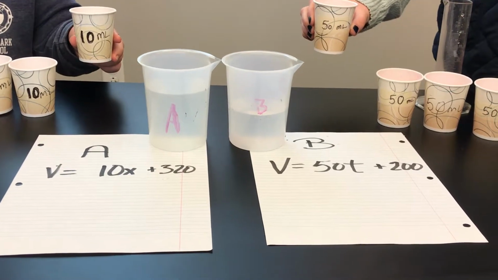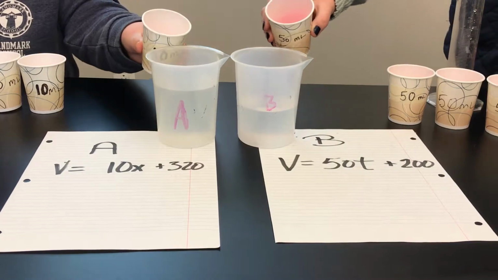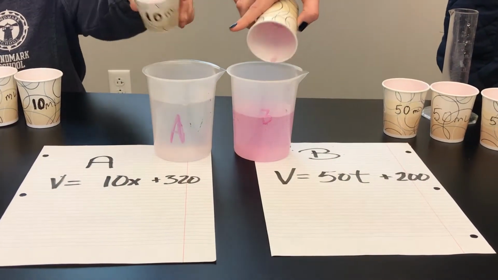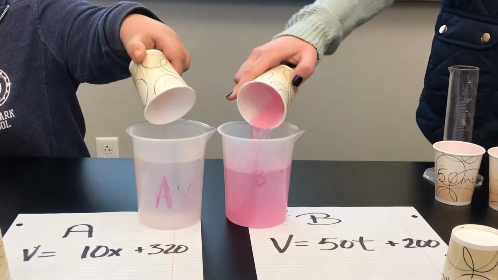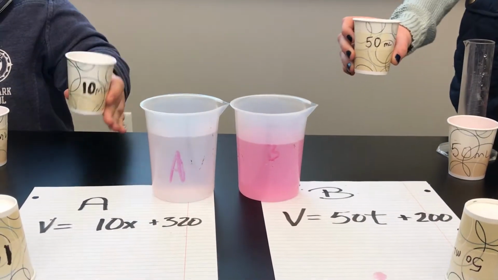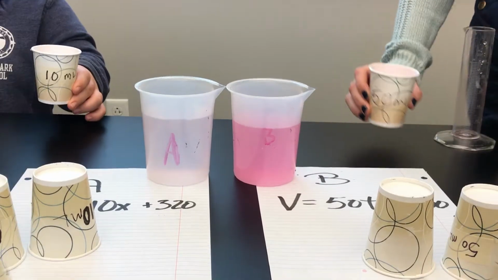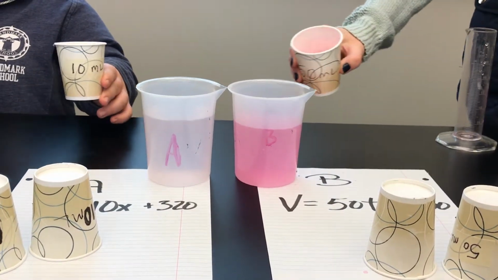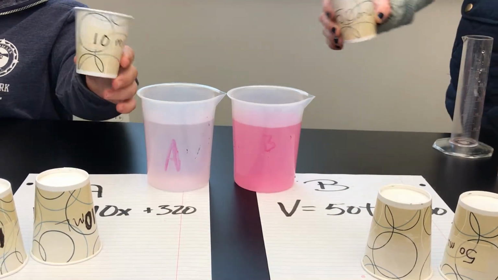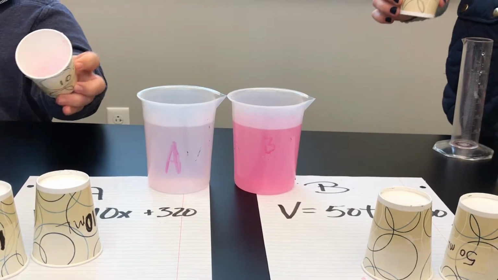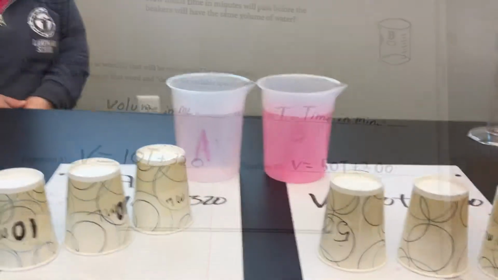We're going to add our different amounts to the beakers. Go. Okay, now let's wait a minute. Here's minute 2. Dump it in. Does it look like we have the same amount? Almost, but not quite. Let's wait one more minute. Here's minute 3. Let's add the same amounts, different quantities. Does it look like we have the same? Yes. Okay, so it looks like we get the same amount of liquid after 3 minutes.